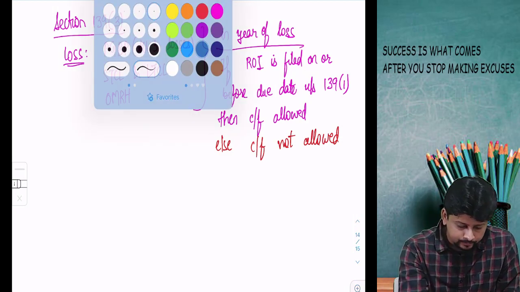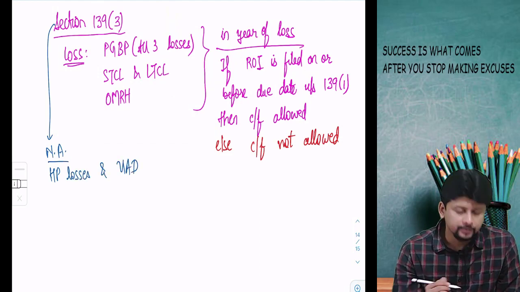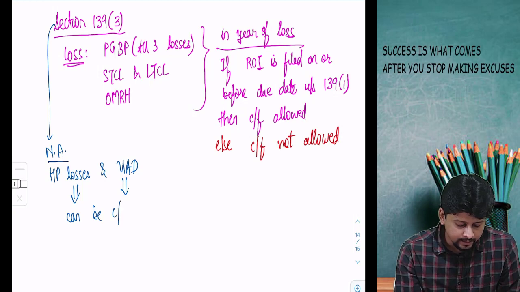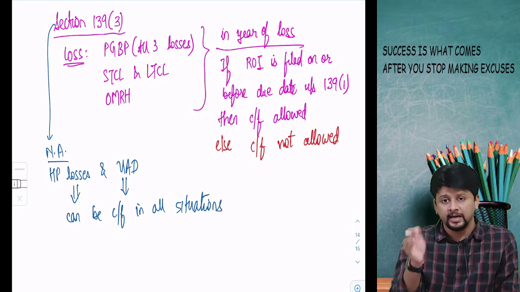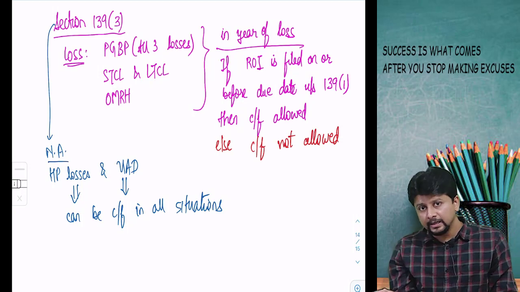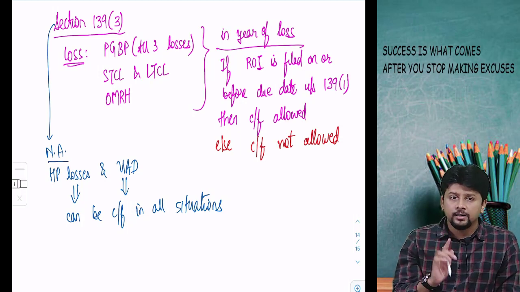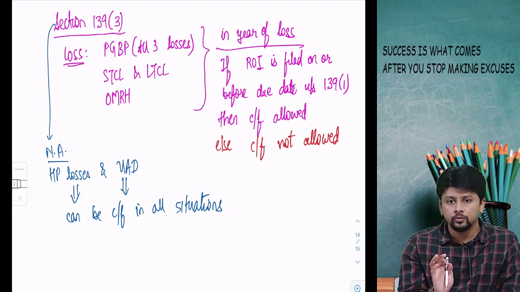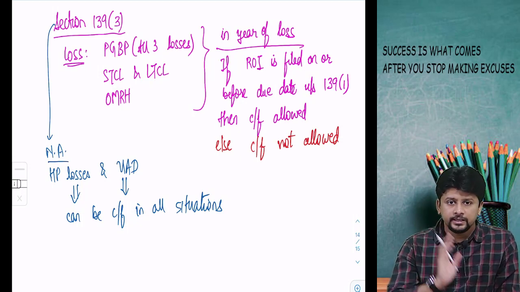This section 139.3 is not applicable to house property losses and unabsorbed depreciation, which means house property loss and unabsorbed depreciation can be carried forward in all situations, in all cases, whether return of income for that year is filed on time, is filed belated, for that matter, even if return of income is not filed, carry forward will be permitted. But for the 3 losses that are selected, PGBP, capital losses, OMRH, carry forward is subject to filing of return, that too on or before the due date. Chalo. So this is set of carry forward.